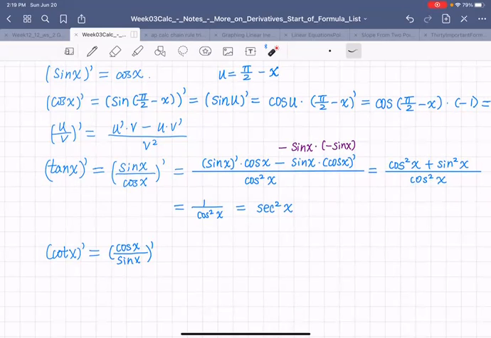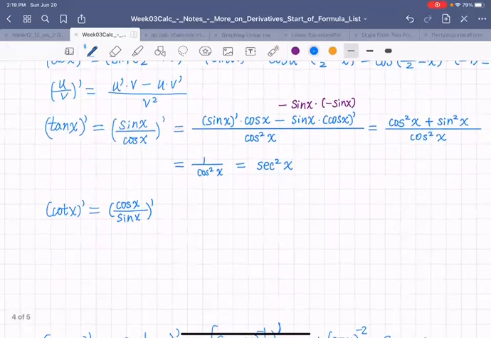Any volunteer? I can volunteer. Okay, let's do it. So use the quotient rule. You do cosine x prime times sine x minus sine x prime times cosine x, divided by sine squared x.